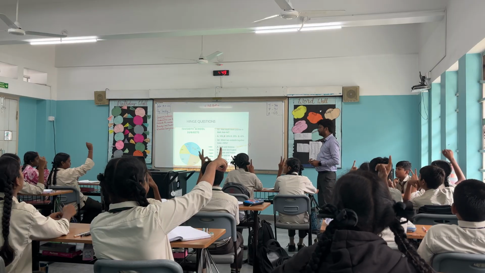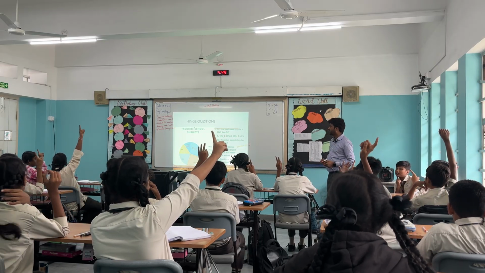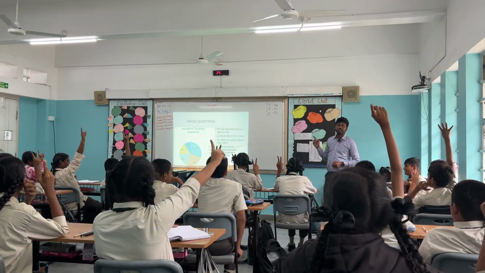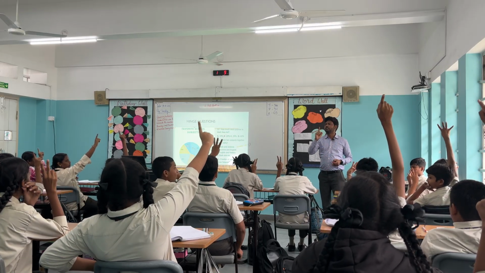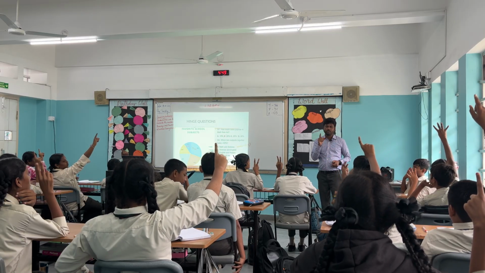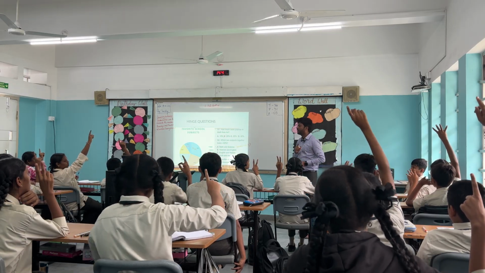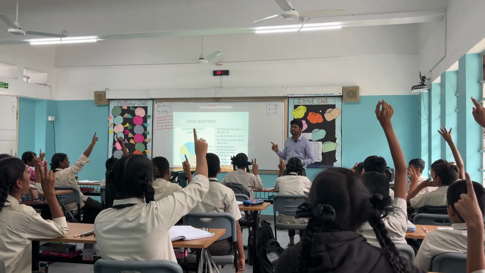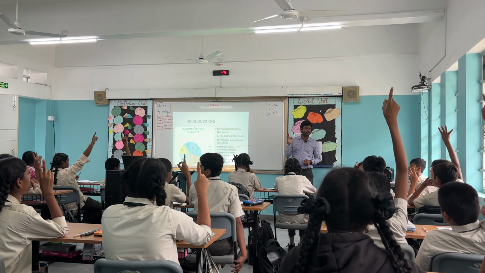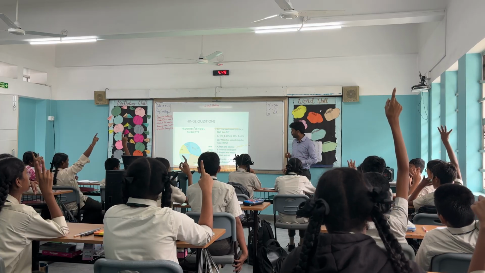Right, start answering. Fraction of students who choose science. 1, 3, 2, 4, 4, 4, 2, 2, 4. Okay, right. For this question, I am getting different answers. 1, 4 and 2. Okay, fine.